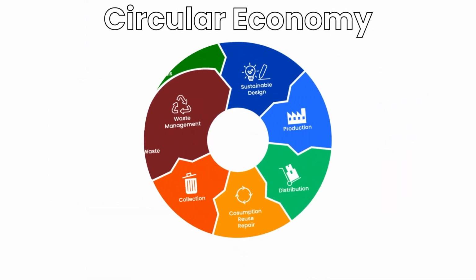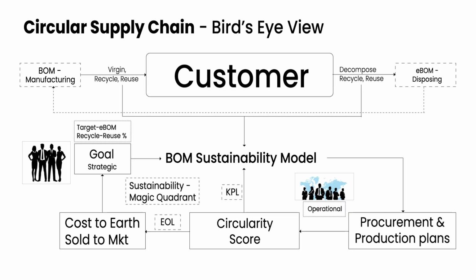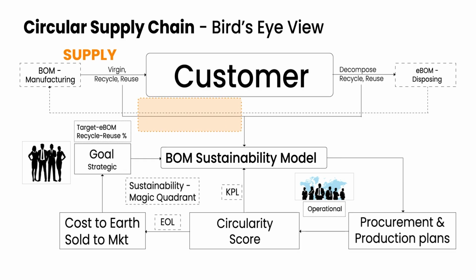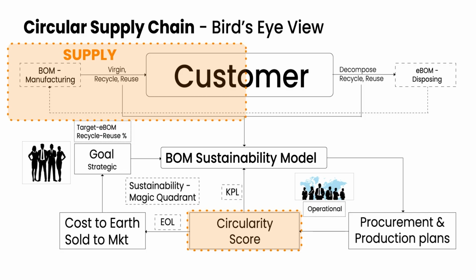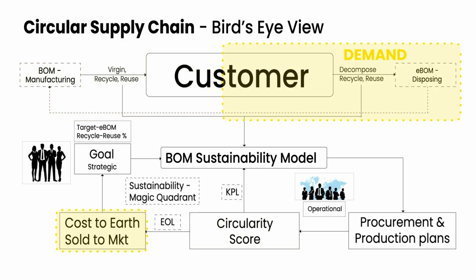First, let's start with addressing land pollution. The BOM sustainability model is the first step towards measuring land pollution and operationalizing the circular economy, with two fundamental scores as the backbone. First, the circularity score calculated at the production or the supply side, and the Cost to Earth score measured at the consumption or at the demand side.